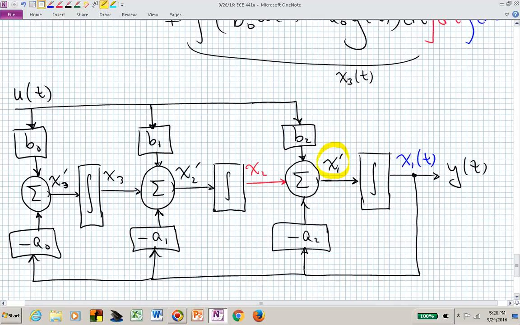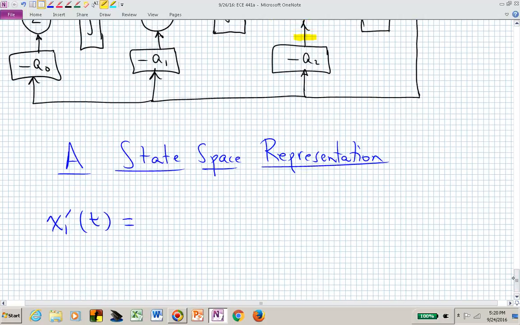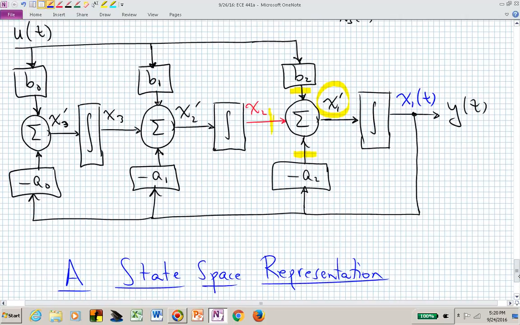That's the output of that rightmost summing junction, and that's going to equal a combination of u and y, but luckily in this particular diagram y is already x1, and we want our derivatives of our states to be linear combinations of our state variables and our input, and it's right there in front of us. x1 prime is now going to be this signal plus this signal plus that signal. And if we write that down, we now have x1 prime is minus a sub 2 x1 of t, where x1 of t is y.